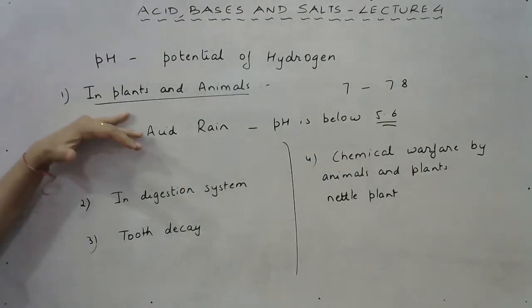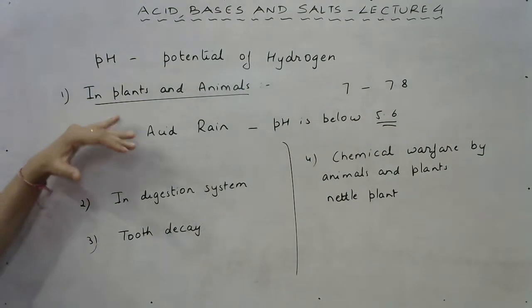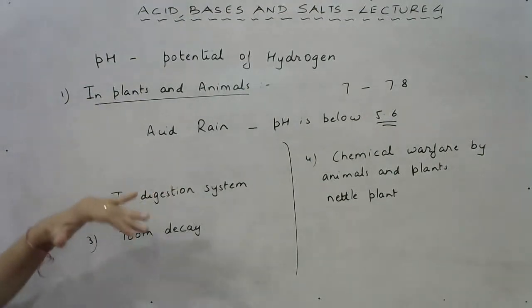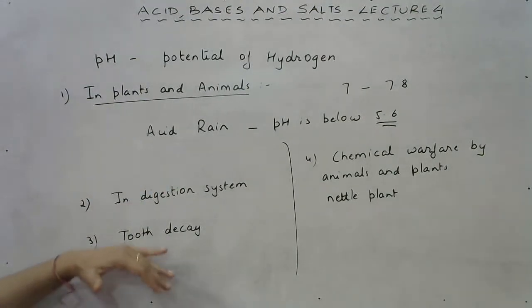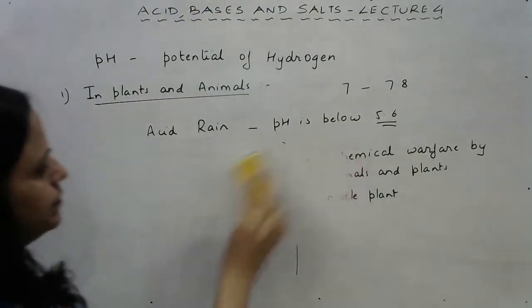I told you that the body works in a particular pH range, that is 7 to 7.8. Then we talked about acid rain, then the digestive system, tooth decay, and chemical warfare by animals and plants. So these are the applications, or the importance, of pH in our lives. So with this, the topic of pH is complete.